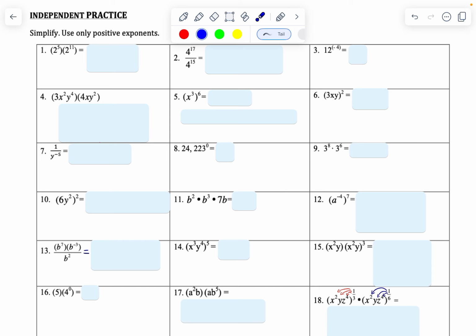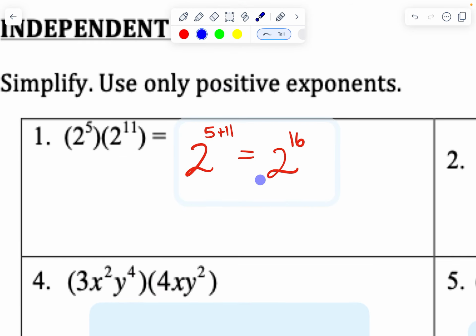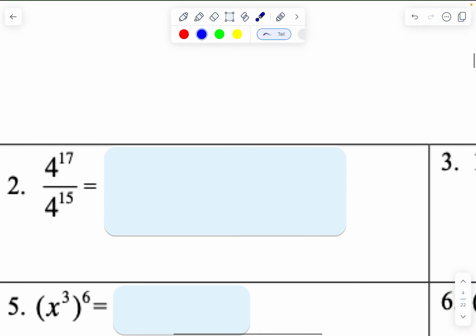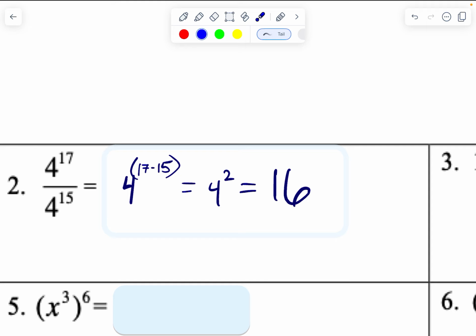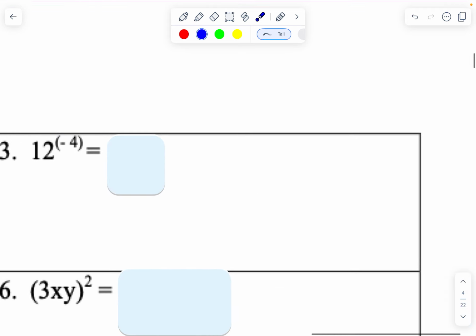Okay. So if I look at number 1 here, I have the same base, so I'm going to add my exponents, and I get 2 to the 16th. If I look at 2, I can see that I've got 4 times itself 17 times on top over 4 times itself 15 times on the bottom. So I can subtract those exponents, and I get 4 squared, which is 16. 12 to the -4, I want to write that with a positive exponent, so I'm going to write it 1 over 12 to the 4th.